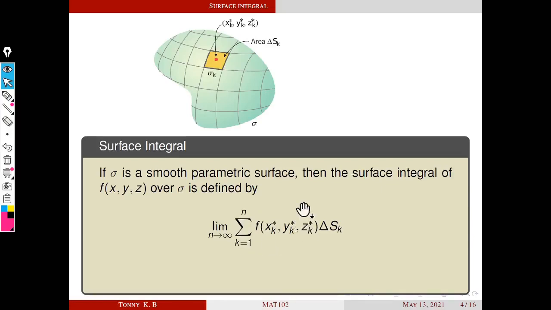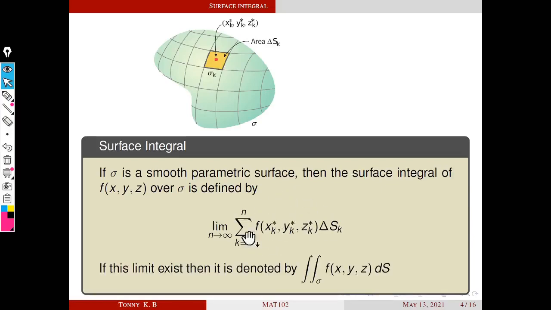If this limit exists, then we denote this infinite sum as the double integral over sigma, because here we integrate over this 3D surface, with respect to dS. What is dS? dS stands for the area of the small patch. So here we integrate f(x, y, z) on the surface sigma with respect to the area element. This integration has several applications. We will see how to find flux using surface integral.